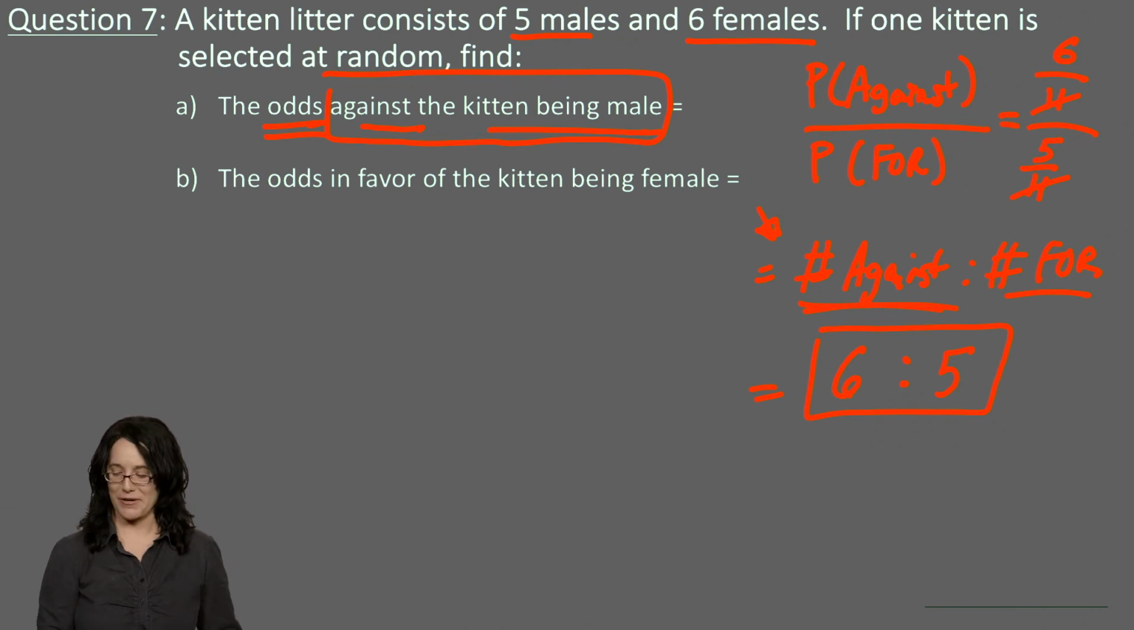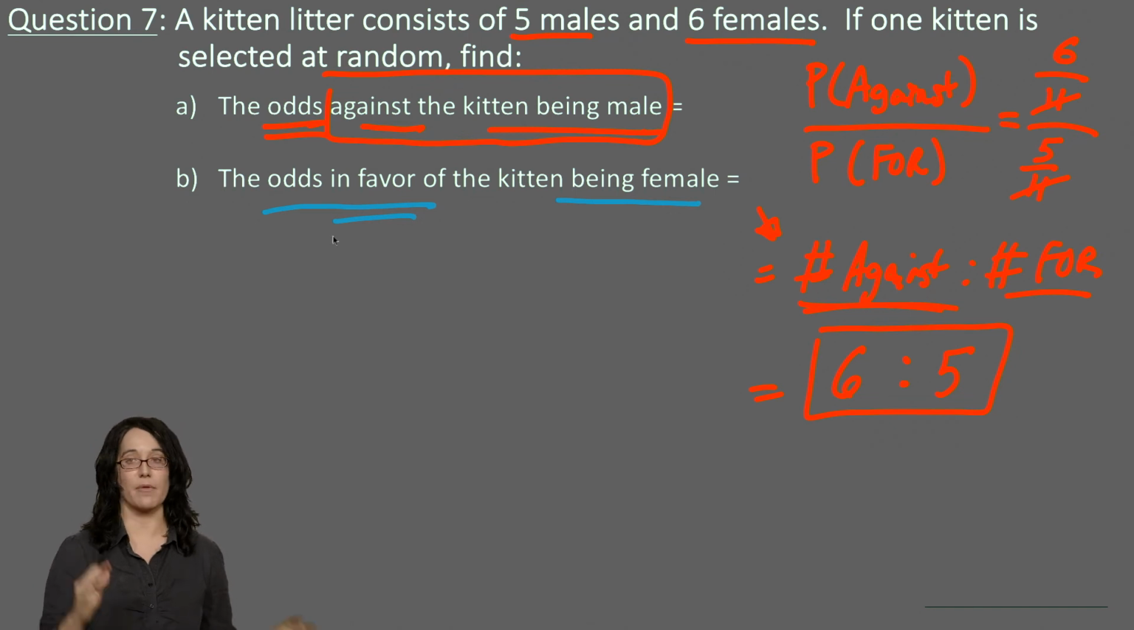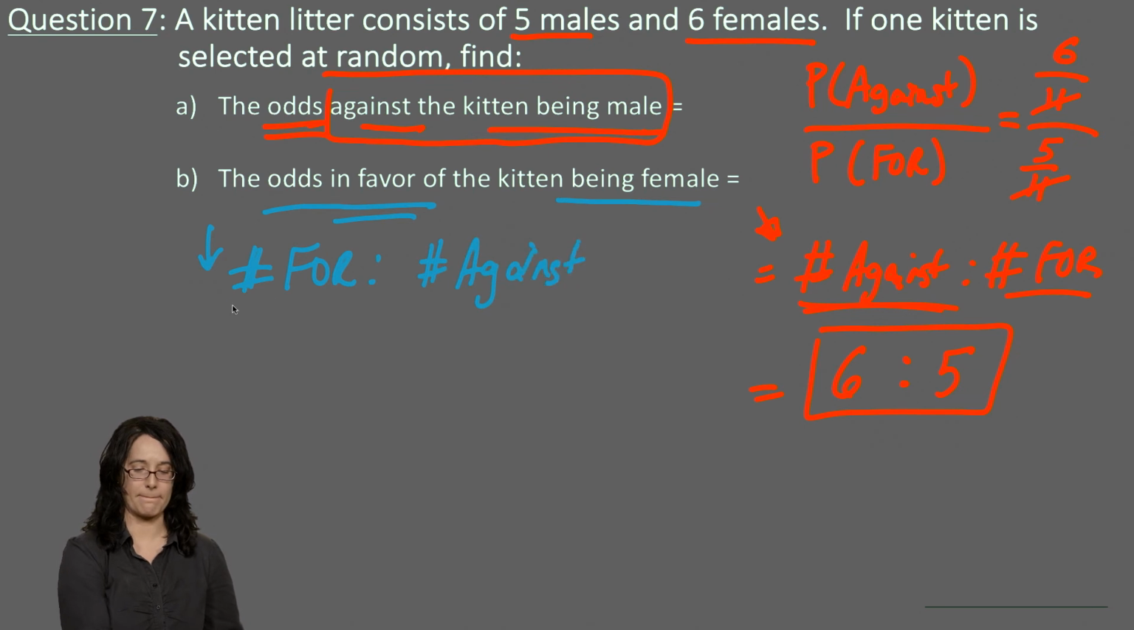See if you can do the second one on your own. It's kind of clever. It says find the odds in favor of the kitten being female. Well, what did you get? If you follow the same logic here, odds in favor, the shortcut would say how many ways are for your event to how many ways are against your event. So what would this mean? Well, how many ways could I get a female in this situation? 6. And how many ways could I not get a female? That would be those 5 males.